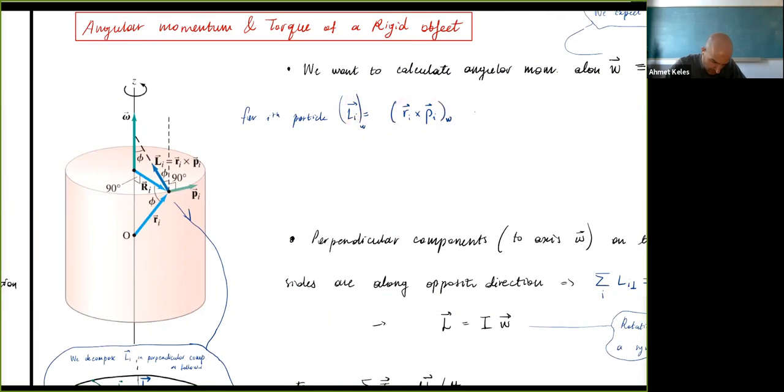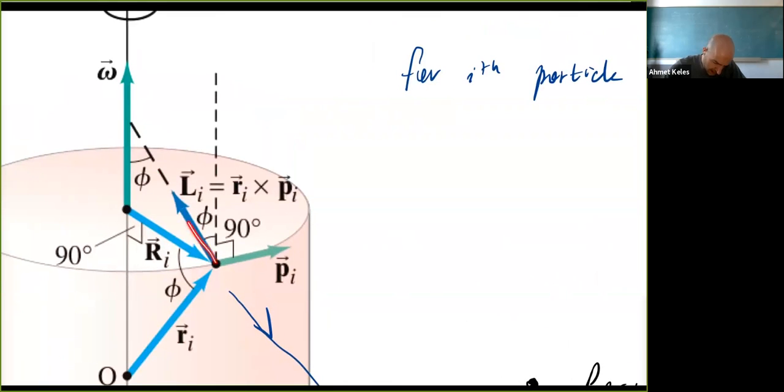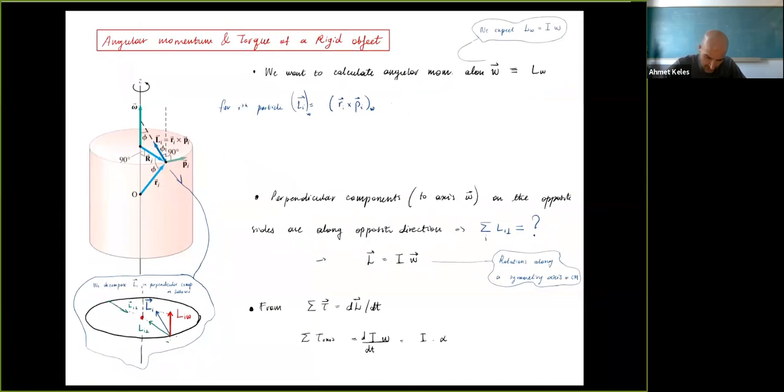But I want to take the projection of this L along this axis. If you extend this L like this and put some angle phi here, this angle is going to be phi too. If this whole angle is 90, then this is 90 minus phi, and if this whole angle is 90, then this is also phi. You can just visualize the geometry and see this. So let's use this.